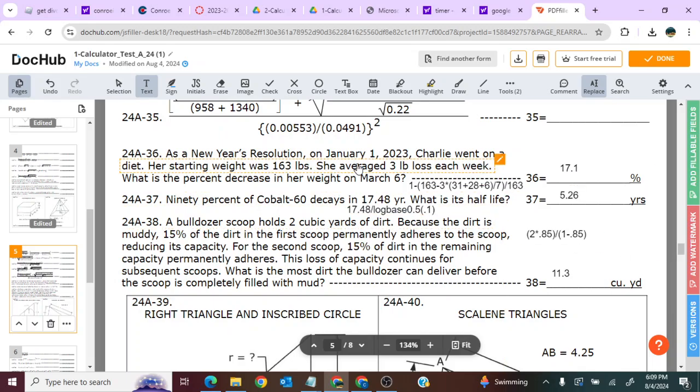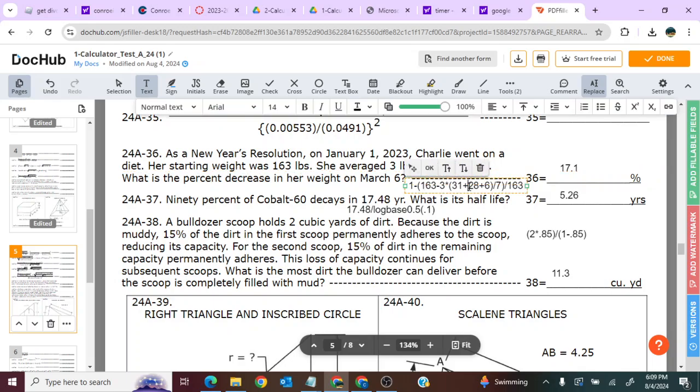36, New Year's resolution. Charlie went on a diet. Her starting weight was that. She averaged 6 pounds lost per week. What's the percent decrease in her weight on that date? Well, we have to figure out how many weeks have passed. So the entirety of January, the entirety of February, and now 6 days of March. And since the year ends in a 3, which is not divisible by 4, it is not a leap year. So February has 28 days in it.